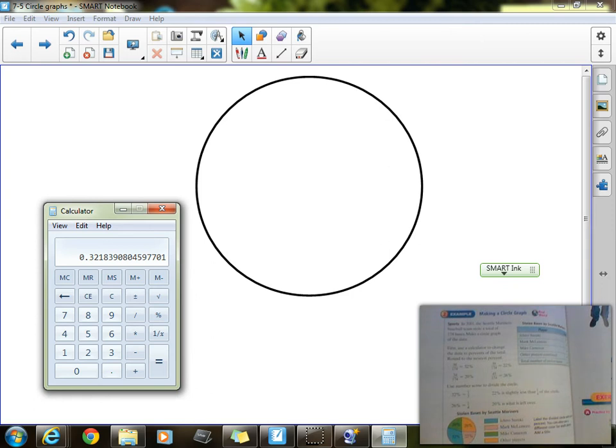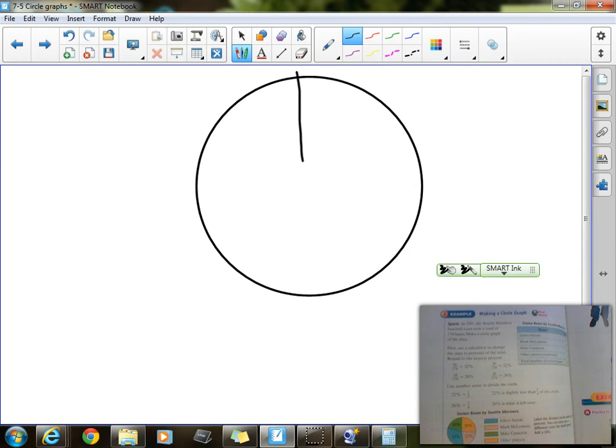Now remember that 25 is the same thing as 1/4. So 1/4 of this circle is going to look something like that. Well, if I want to get 26%, all I have to do is go a little bit more than 25%.